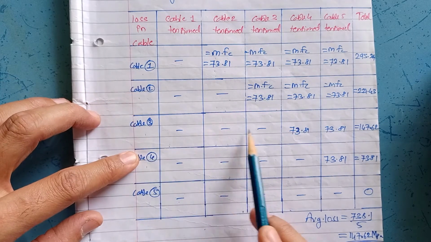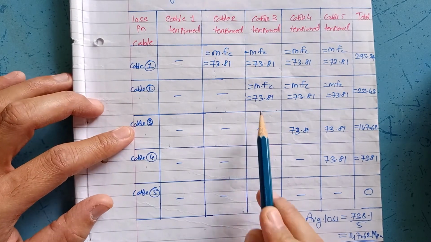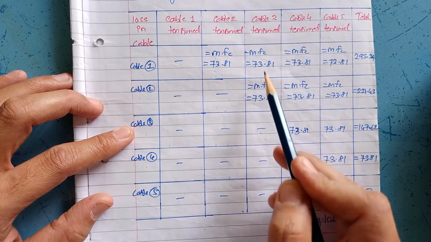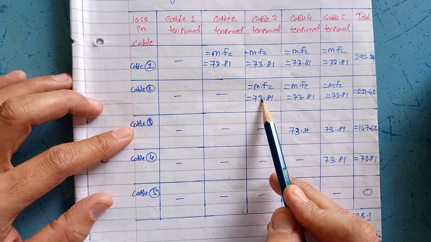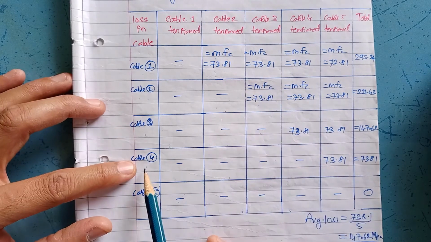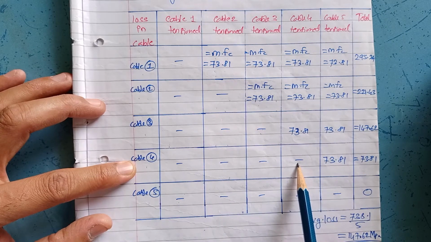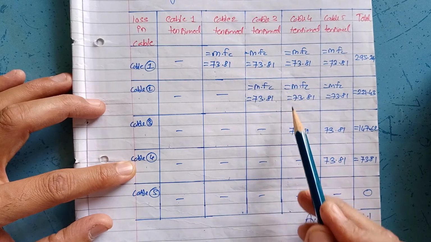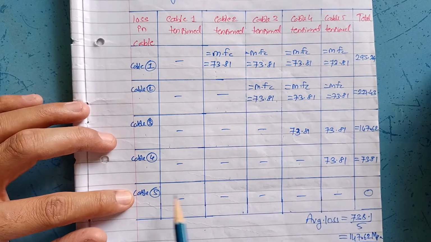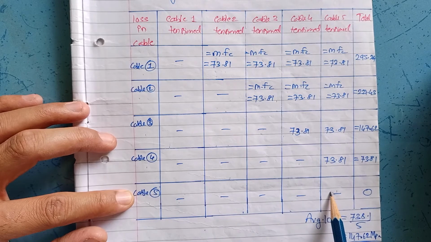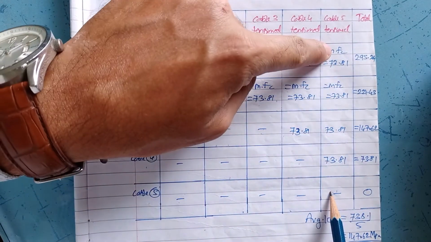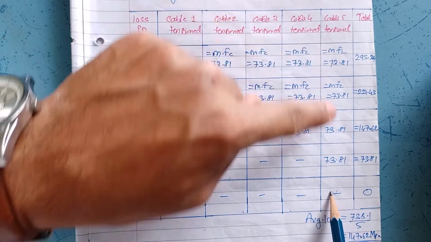When the third cable was tensioned, losses in the first and second cable will take place. The formula for calculation of stresses will be the same everywhere. When the fourth cable was stressed, losses in the first, second and third cable will take place. And when cable 5 was tensioned, losses in the first 4 cables will take place, and the loss we are supposed to calculate using the formula m into Fc.